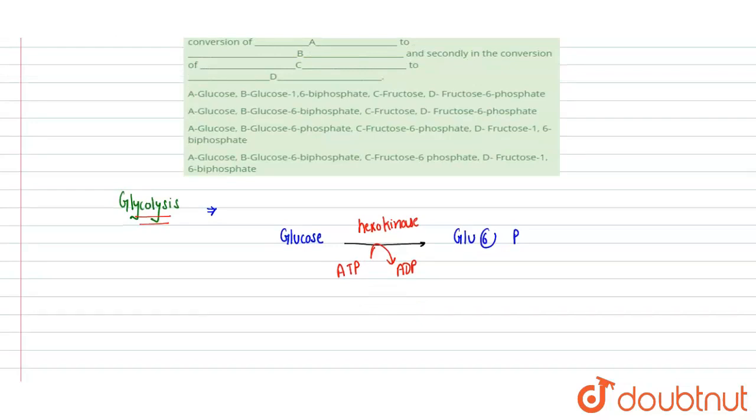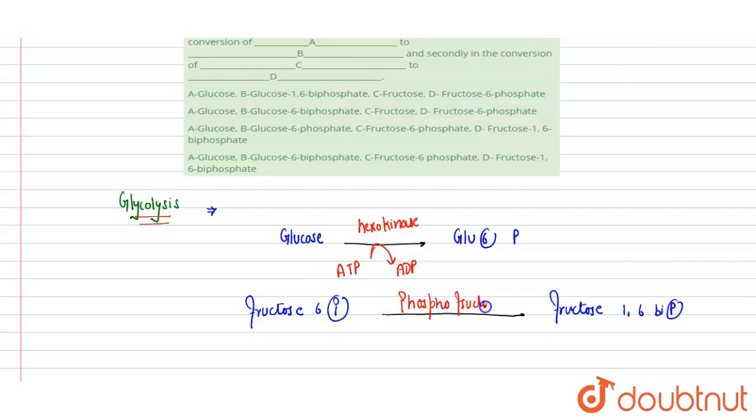And in the third reaction of glycolysis, that is from fructose 6-phosphate, you can write that, fructose 6-phosphate to fructose 1,6-bisphosphate, or we can say bisphosphate. This consumption of ATP is used. This reaction is being catalyzed by the enzyme phosphofructokinase.